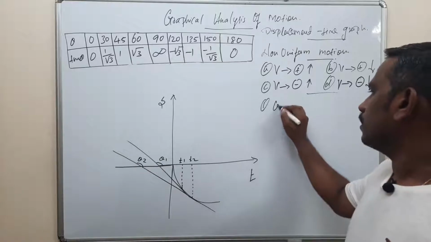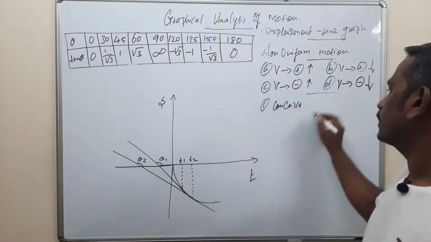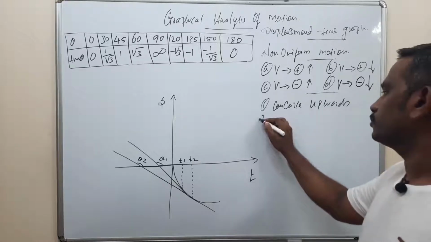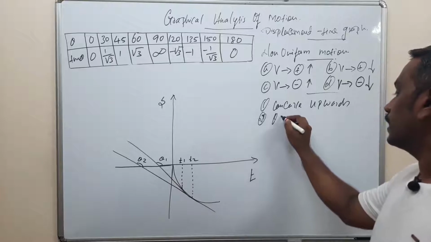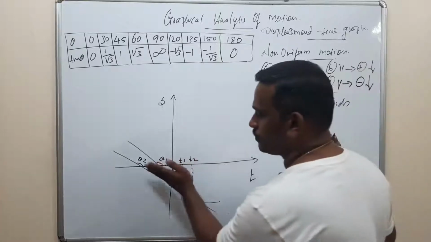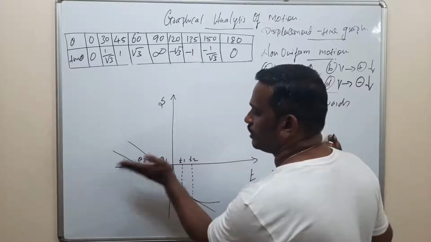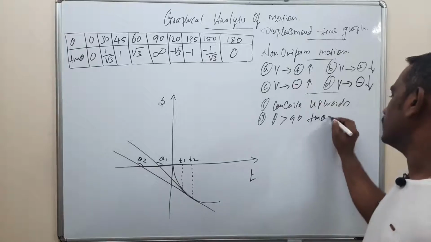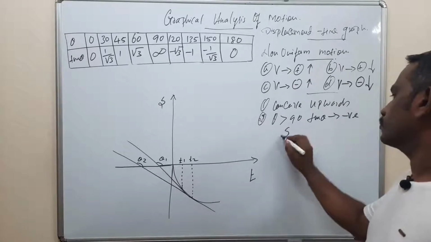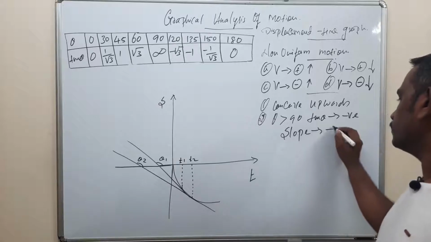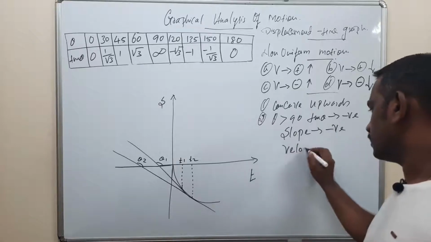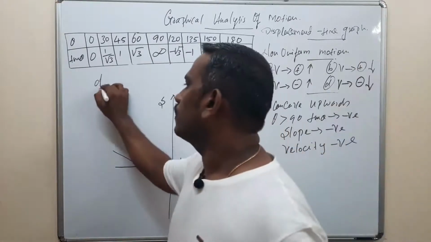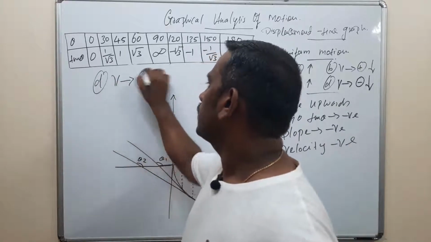One, that is concave upwards. Two, theta greater than 90, the angle made by the tangent with the horizontal x-axis. So theta greater than 90, tan theta negative, slope negative, velocity negative. So velocity is negative.